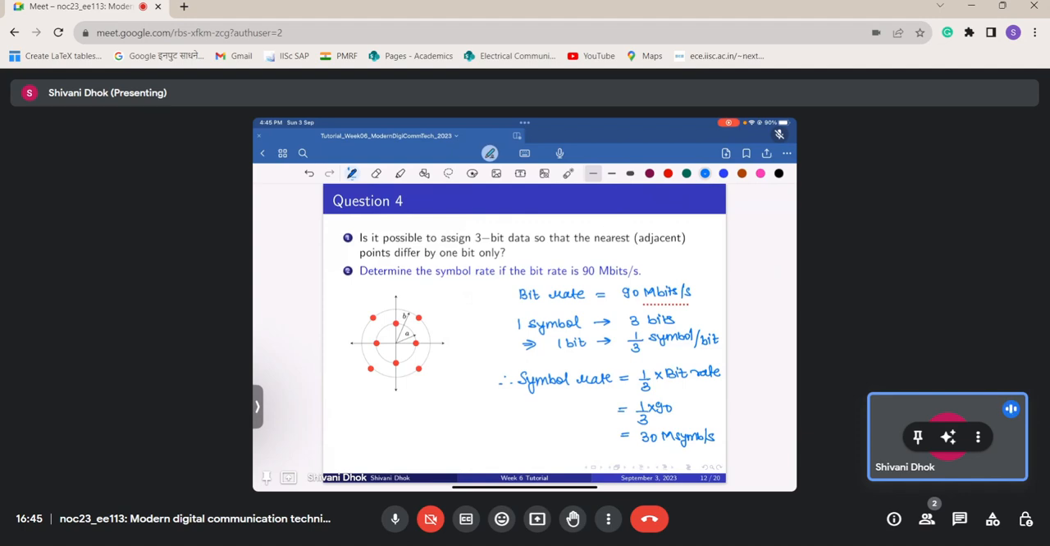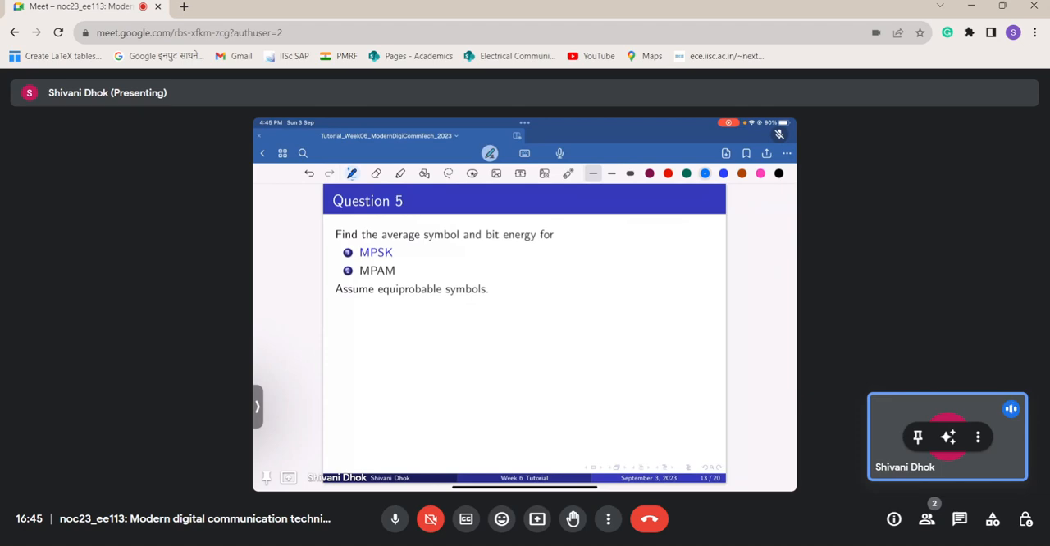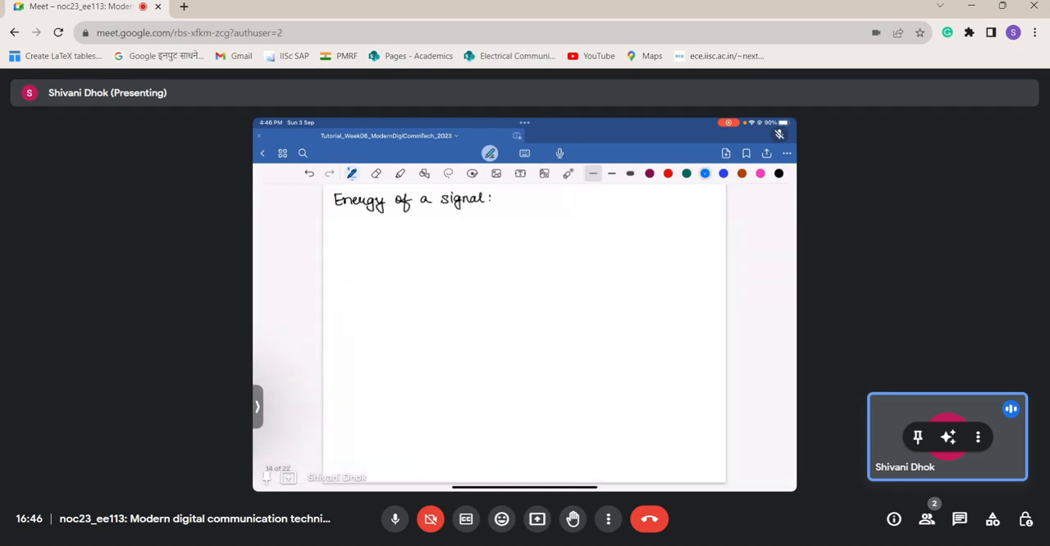Okay, if there are no questions, then let us go ahead and look at the next question. So this fifth question says that we need to find the average symbol and bit energy for MPSK, and then we need to find it for MPAM, and we need to assume that those are equiprobable symbols. Now before solving this, I'll do a general derivation that will become handy when you have some weird constellation.